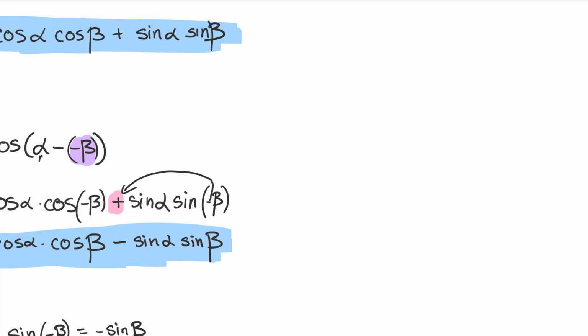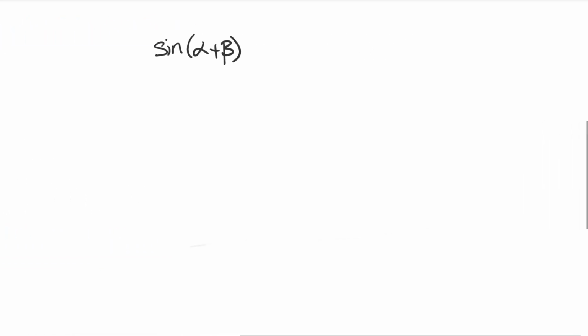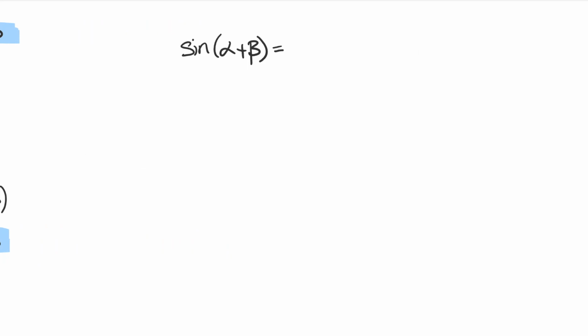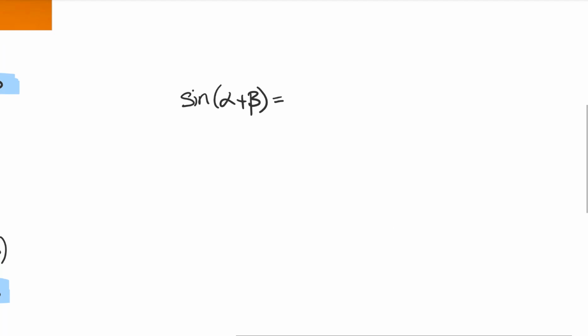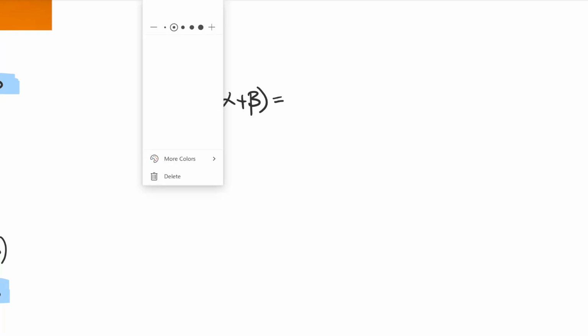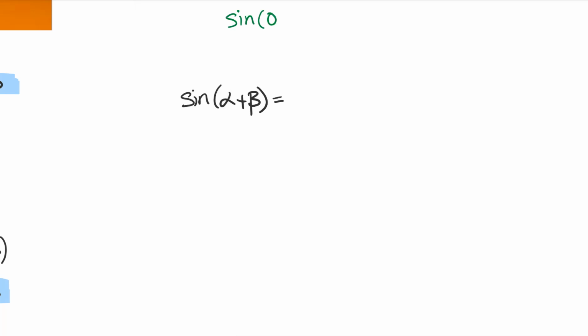Let's go find sine of alpha plus beta. Let's go get that one. We're going to have to turn this into cosine to be able to solve this. We do know from prior sections that sine of an angle is equal to cosine of pi over 2 minus the angle. That's the complementary angle theory.